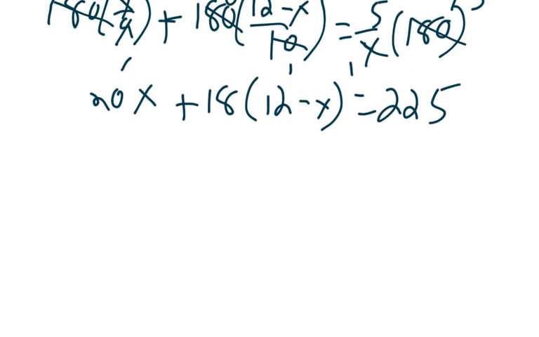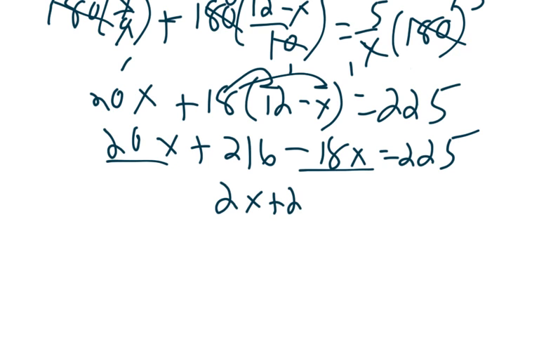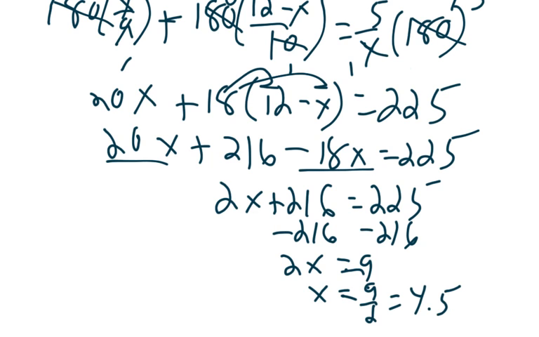Now we have this equation to solve. So let's go ahead and distribute the 18. So 20x plus 18 times 12 is going to give us 216. 18 times negative x is going to be minus 18x, equals 225. Combine our like terms, 20x and negative 18x, that's 2x plus 216 equals 225. Subtract 216, 2x equals 9, so then x is equal to 9 over 2, which is 4.5.